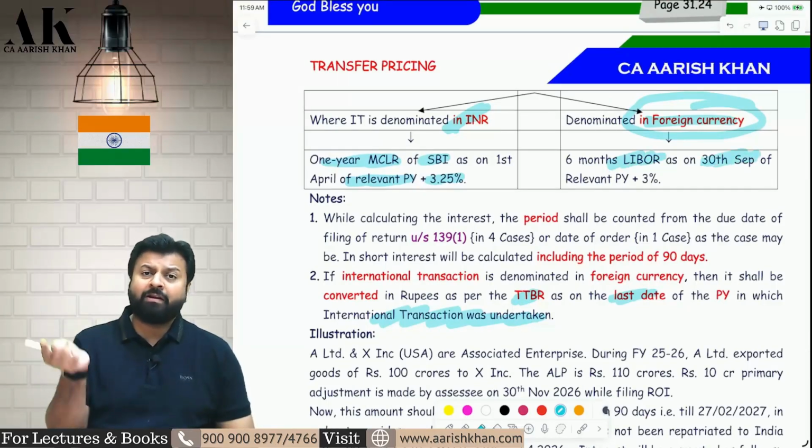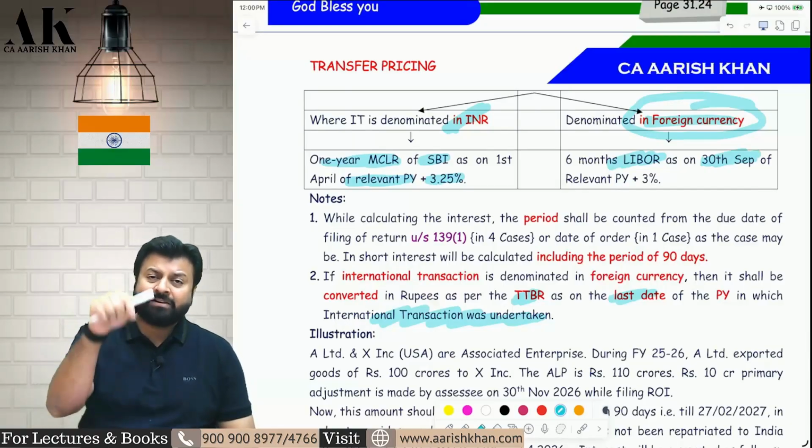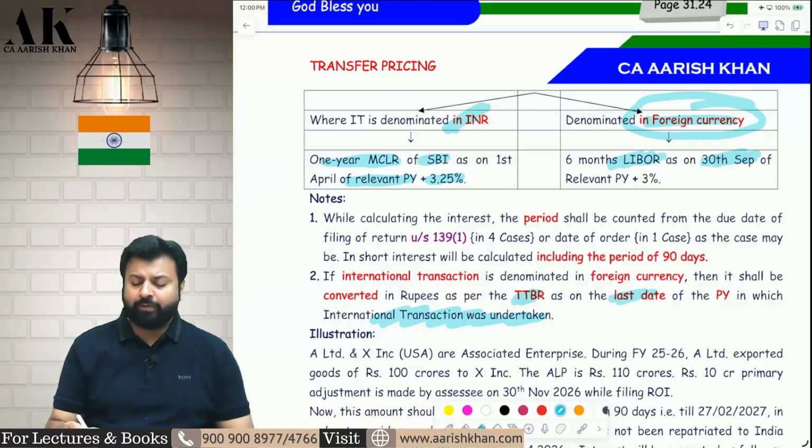What is the relevant PY? The relevant PY is the PY in which the interest is charged. For whichever year the interest is charged, for that year you have to take 6 months LIBOR plus 3%. LIBOR plus 3%. I hope it is clear to all of you.